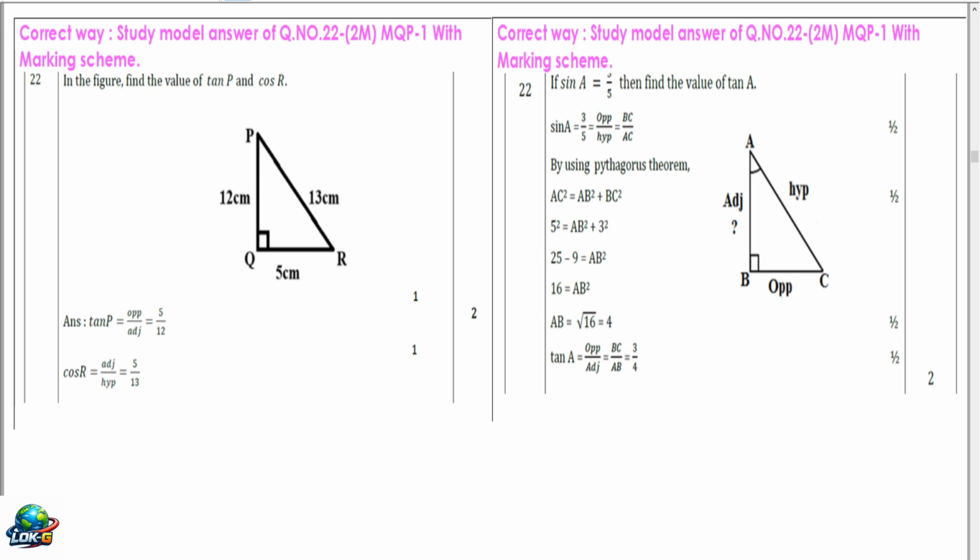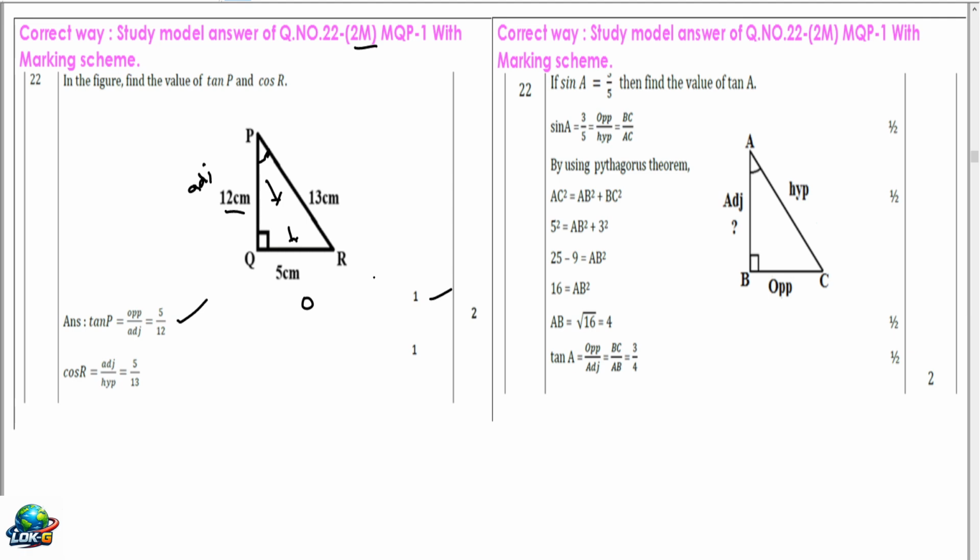Then we will see some 2 mark questions from the chapter. Generally, one in the figure, find the value of tan P and cos R. Very important. Observe, when you take angle P, this will become opposite, this will become adjacent, and hypotenuse will be hypotenuse. Tan P is opposite over adjacent. The side opposite to P is 5 centimeter and adjacent is 12. Therefore, answer is 5 by 12. For this, you will get 1 mark.